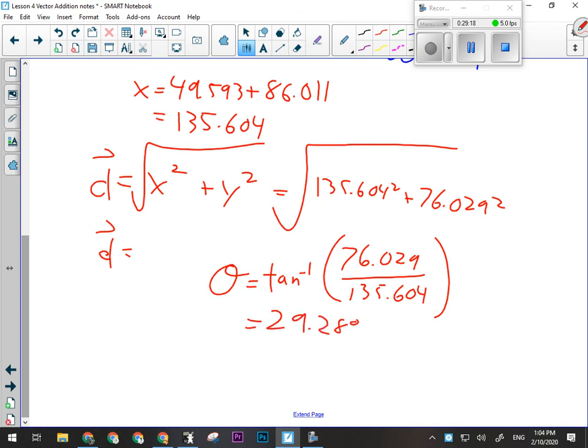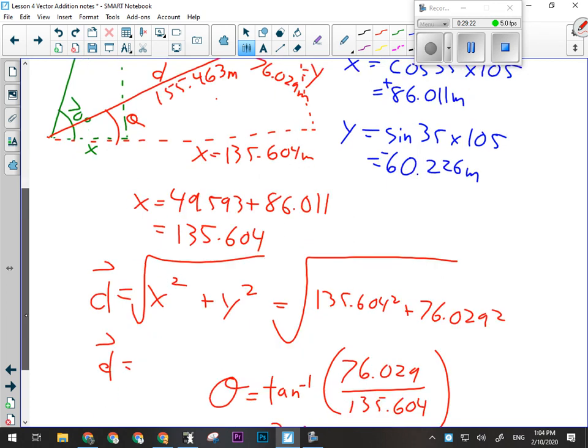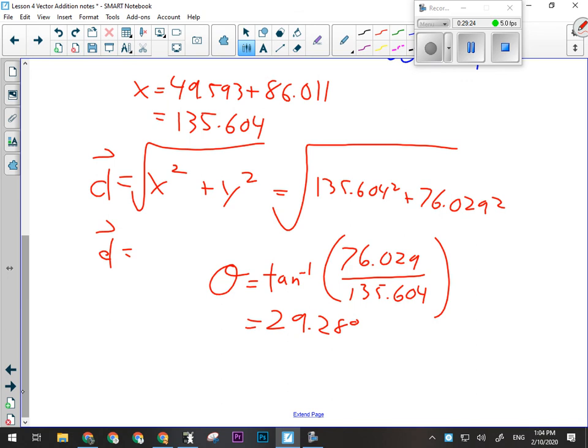Okay, and what direction is that? Above the horizontal, right? Unless they actually give me compass directions, I don't substitute those in. They told me from the horizontal, that's my end vector, above horizontal.